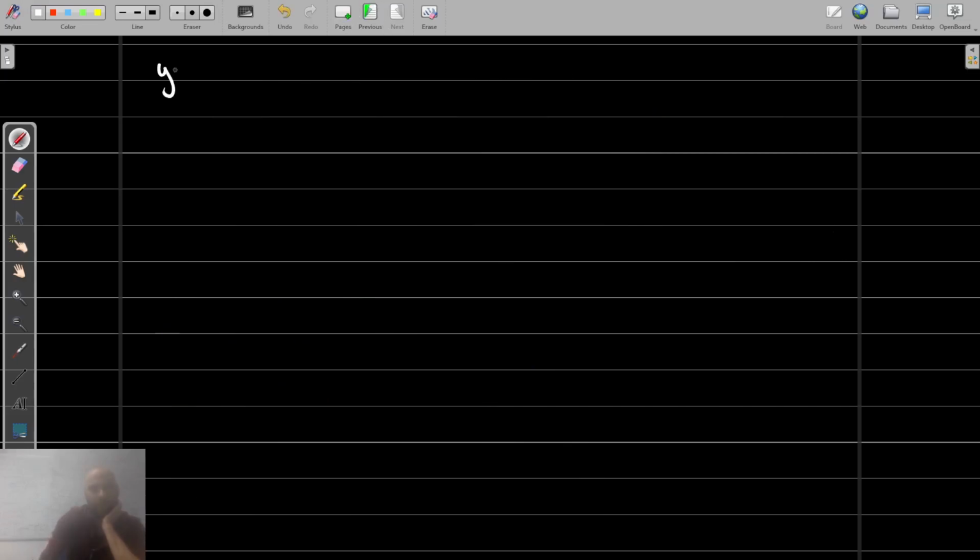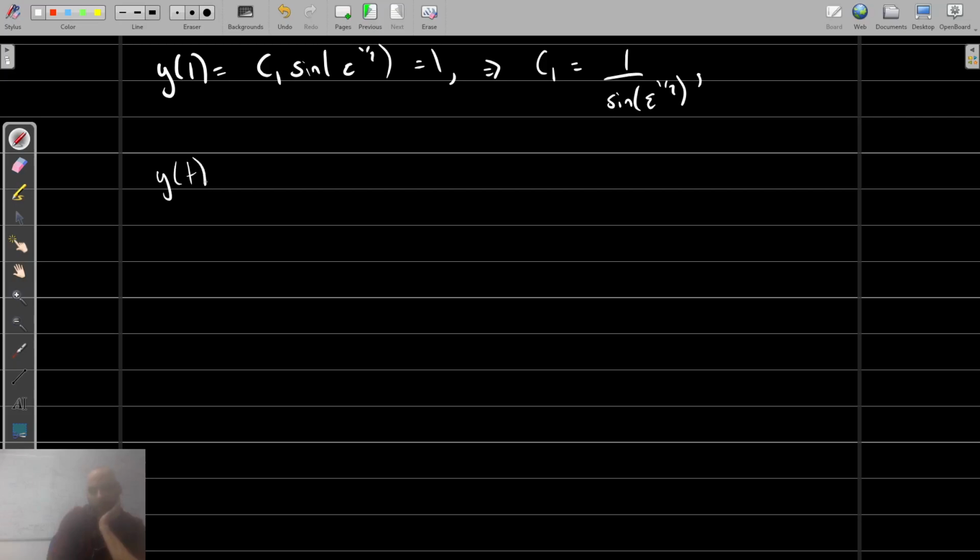Now for y of 1, that's c1 sine of epsilon to the minus half, and that equals 1, so c1 is 1 over sine of epsilon to the minus half. So hence we've got the final answer, the exact solution: sine of epsilon to the minus half t divided by sine of epsilon to the minus half.